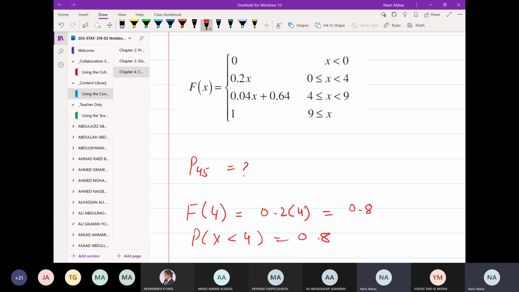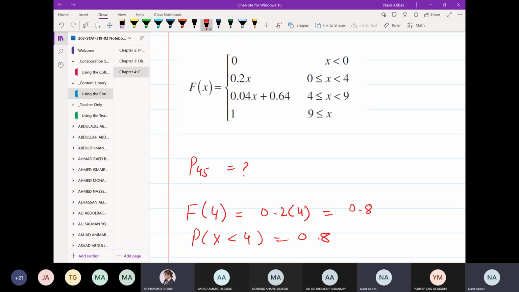Now, where will be 45th percentile? Below 4 or above 4? Below 4, of course. So you will use the first one. Even if the question was 70th percentile, you will use the first one. But if the question says 90th percentile, you will use the second one. Did you get the point? Yes.